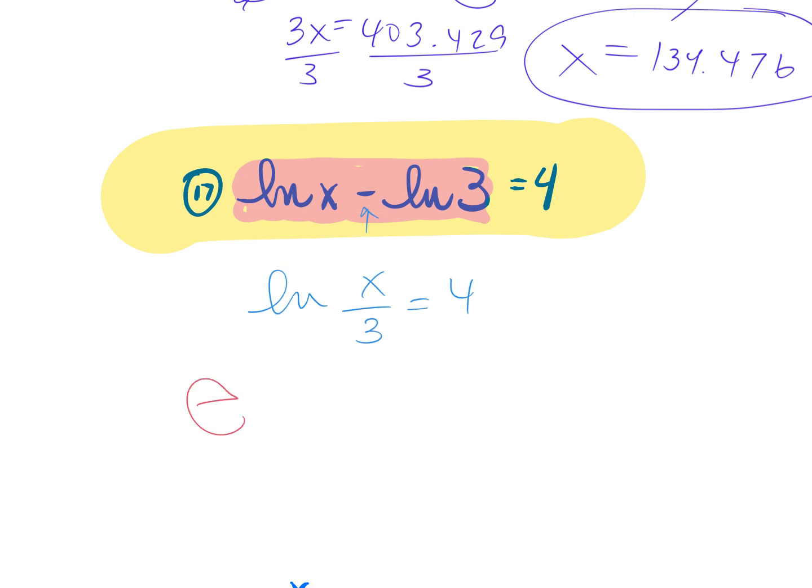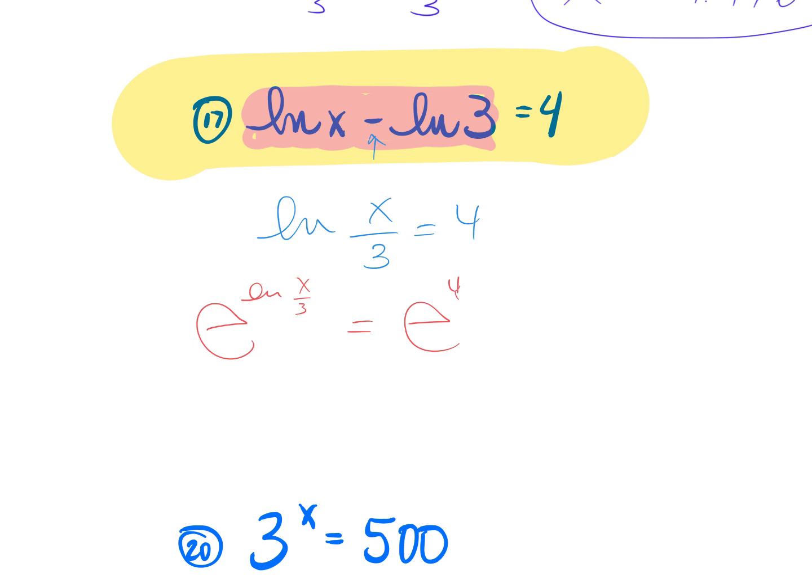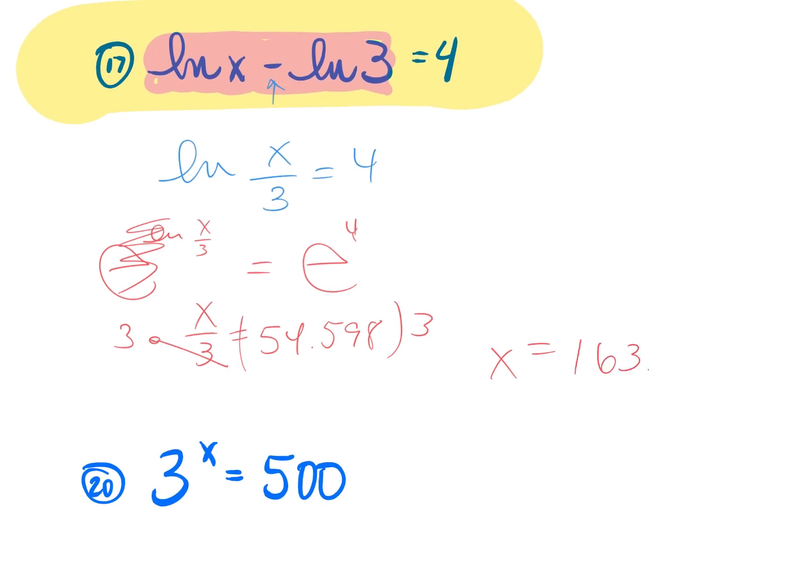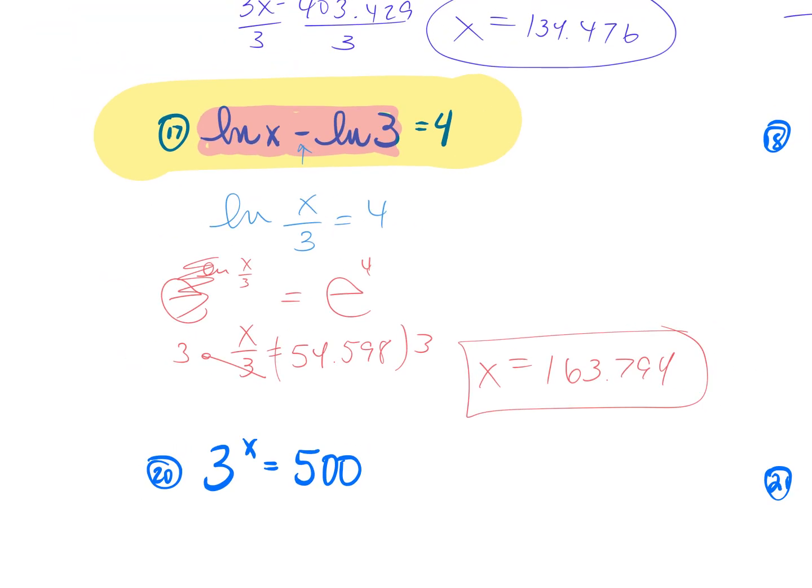E. So I'm going to write a big E. And then I have e to the ln of x over 3 equals big E to the what? 4th. What happens with E and ln? So x over 3 equals, what's e to the 4th? 54.598. All right, but I want to know what x equals, not x divided by 3. So multiply both sides by 3. And x equals, so times 3, 163.794. Perfect. Good job.